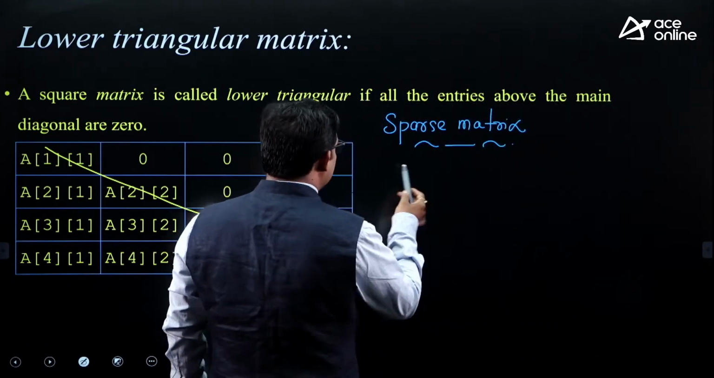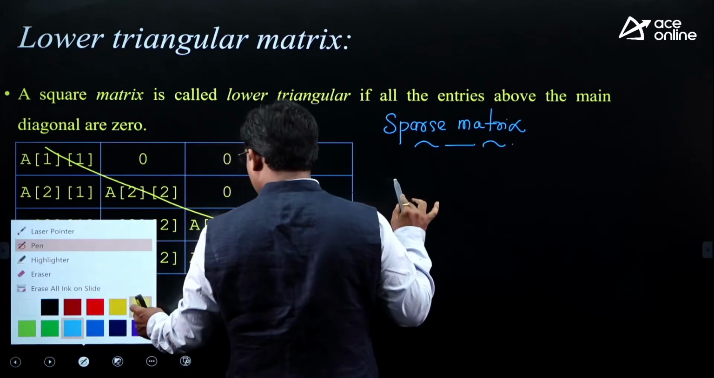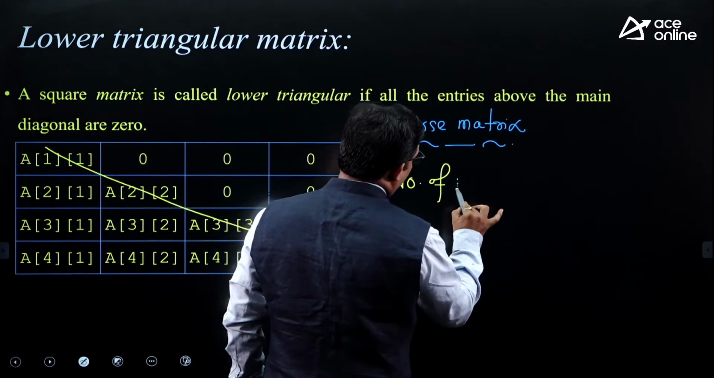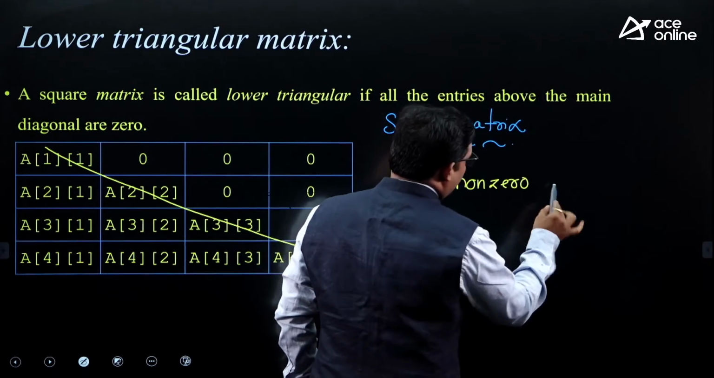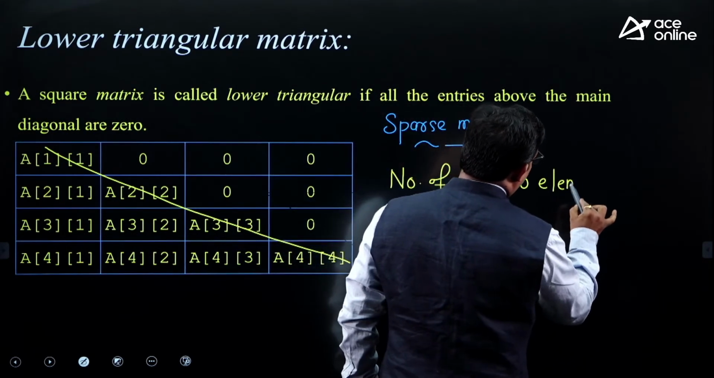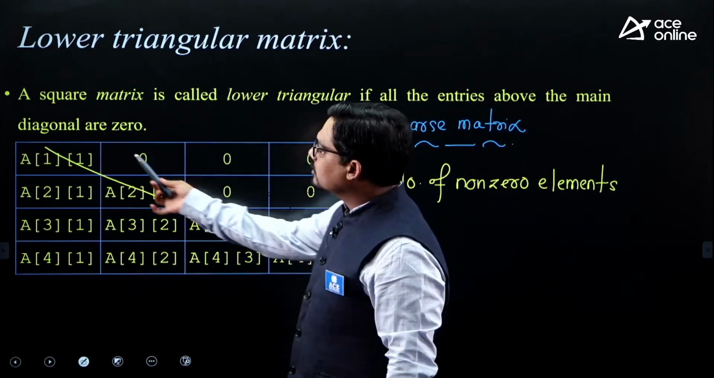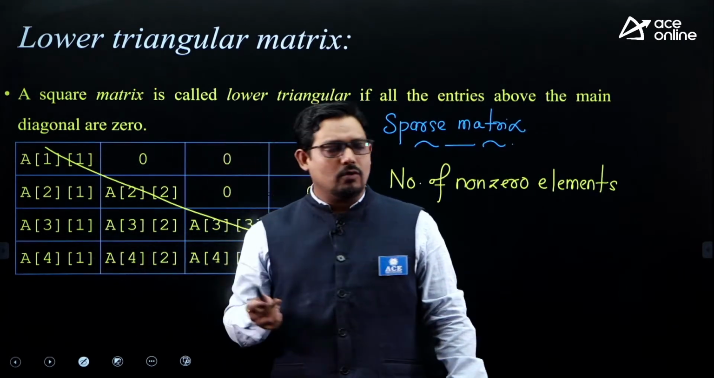Here, the elements will be the number of non-zero elements. So let's count this value first: the number of non-zero elements. Number of non-zero elements will be counted in this way. Look at here, the first row consists of one element, the second row 2, the third row 3, and the fourth row 4 elements.